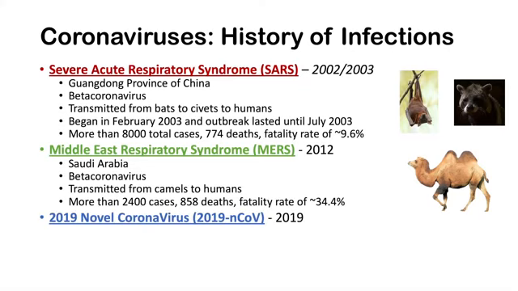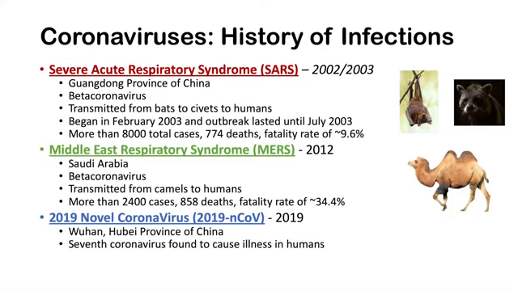And the newest one that has come on the scene is the 2019 novel coronavirus, and it's designated 2019-nCoV. So this one occurred in December of 2019. It's probably even earlier than that, and we'll talk more about that in the next lesson. And this virus started in Wuhan, a city in Hubei province of China. And it is the 7th coronavirus found to cause illness in humans. And like SARS and MERS, it is itself a beta coronavirus, and it has a lot of similarities to SARS, which we'll talk about in the next lesson as well.